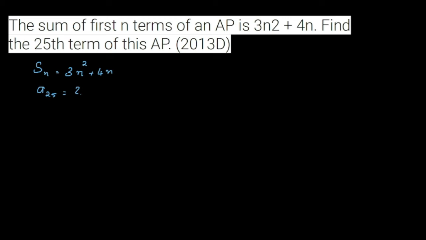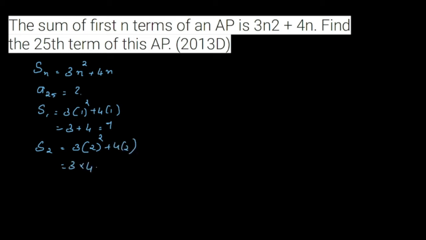So Sn is equal to 3n square plus 4n. So S1 we can find out from Sn. When n is equal to 1, 3 into 1 square plus 4 into 1, that is equal to 3 plus 4 is equal to 7. Now we have to find out S2. We substitute 2: 3 into 2 square plus 4 into 2, that is 12 plus 8 is equal to 20, right? So S2 is equal to 20.